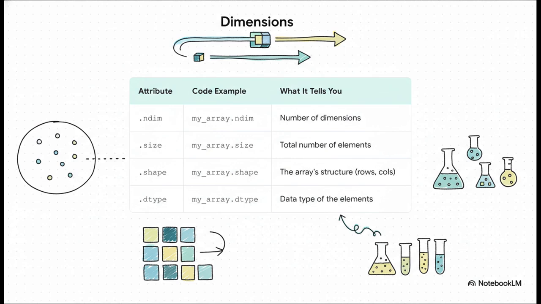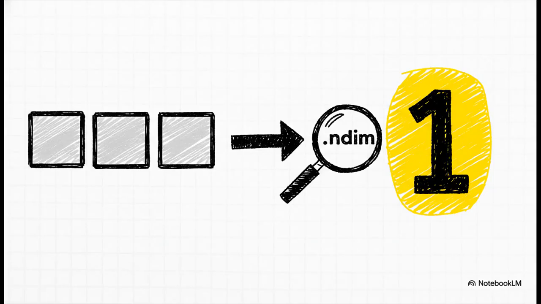One of the coolest things about NumPy arrays is that they're not shy. You can just ask them about themselves. We call these attributes. You just add a dot and the attribute's name. So .ndim is like asking, hey, how many dimensions have you got? .size asks, how many total items are in here? .shape asks, what's your structure look like? And .dtype asks, what kind of data are you holding? Let's try one out. If we ask our array for its .ndim attribute, we get back the number 1. And that confirms it. What we've made is a one-dimensional array, which is basically just a single row of data.